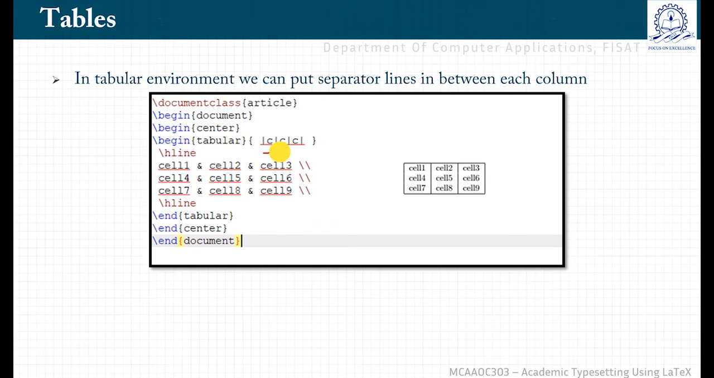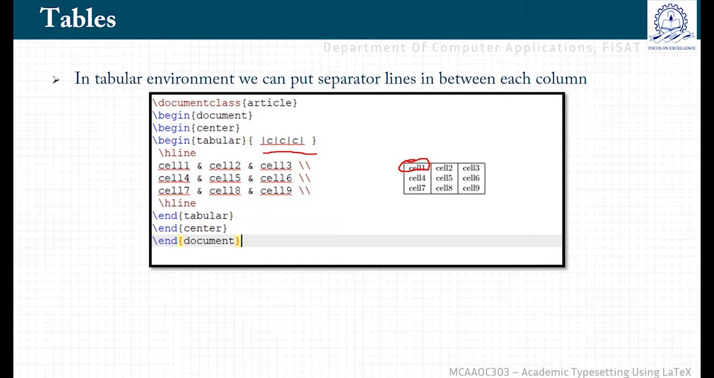This is an argument to the tabular environment. It declares that 3 columns separated by vertical lines are going to be used in the table. Each C means that the contents of the column will be centered. See, the contents are centrally aligned.